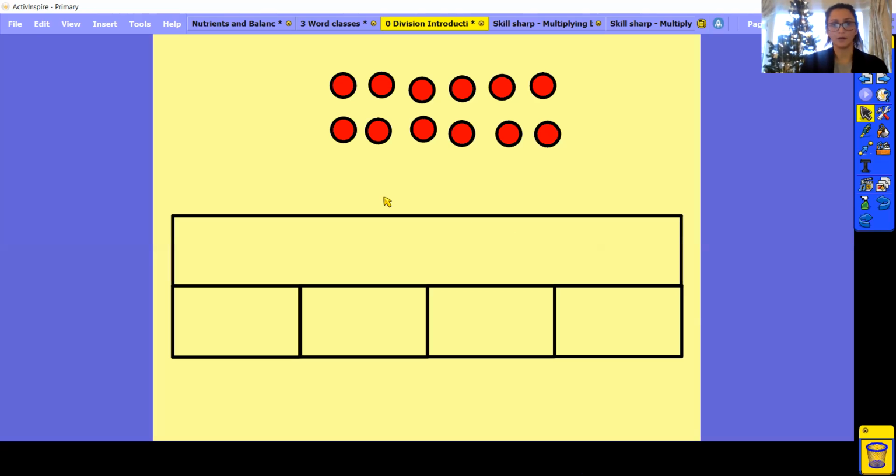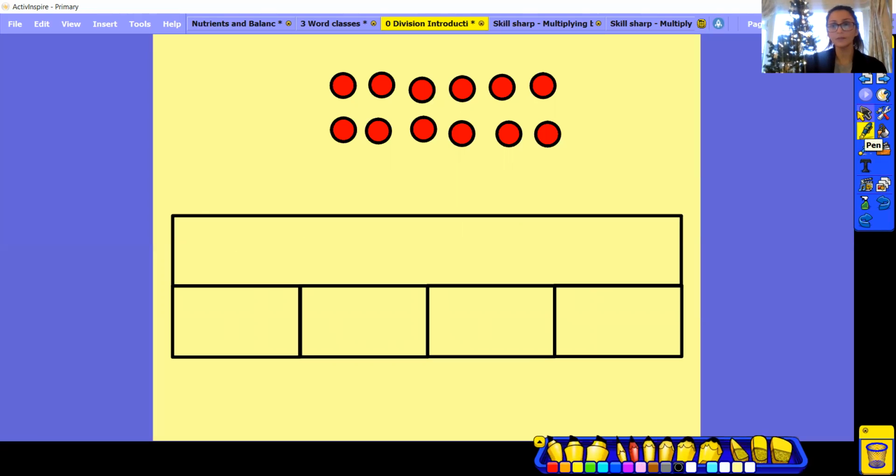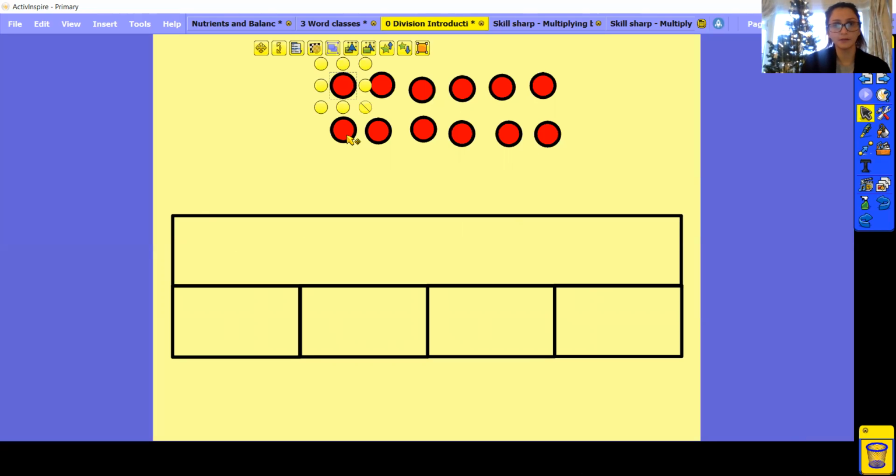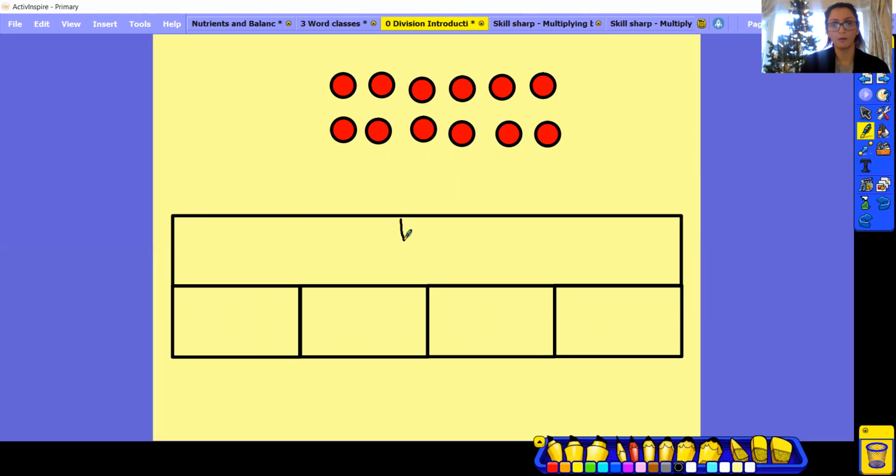Okay, next one. We have our lovely bar model back again. Remember, the top box always represents the, you say it, well done if you said the whole. Let's count how many we have. 1, 2, 3, 4, 5, 6, 7, 8, 9, 10, 11, 12. So we've got 12 in our whole, and we're sharing 12 by 1, 2, 3, 4.